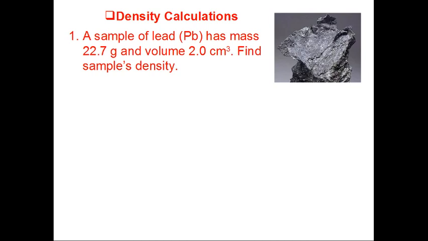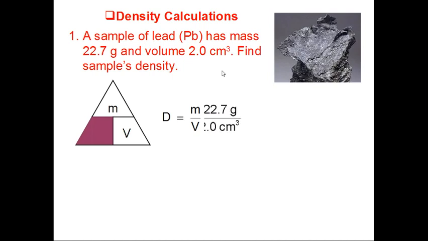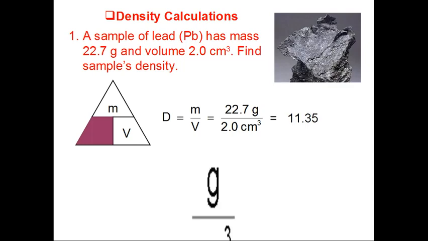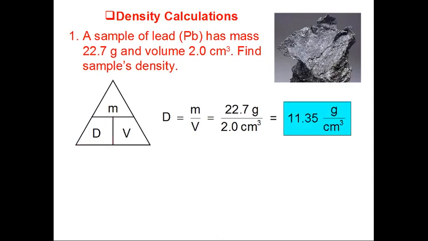A sample of lead has a mass of 22.7 grams and a volume of 2 milliliters, 2 centimeters cubed. Find the sample's density. So we have mass and we have volume. Simple enough. D equals m over v. Cover up the D, m over v. And we're going to say 22.7 divided by 2. Piece of cake. Smash those buttons on the calculator and you get 11.35. Don't forget your unit. Grams per centimeter cubed.